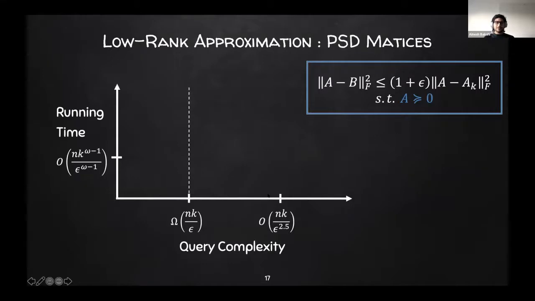Let me redraw the picture now to include our results in it. On the x-axis, we again have the query complexity, and on the y-axis, we have the running time. Above this threshold of nk over epsilon, we have a nearly linear time algorithm. And below this threshold, the problem is impossible. So there's a really sharp phase transition here at nk over epsilon. I really like this because it shows that there is no computational versus statistical trade-off for this problem.